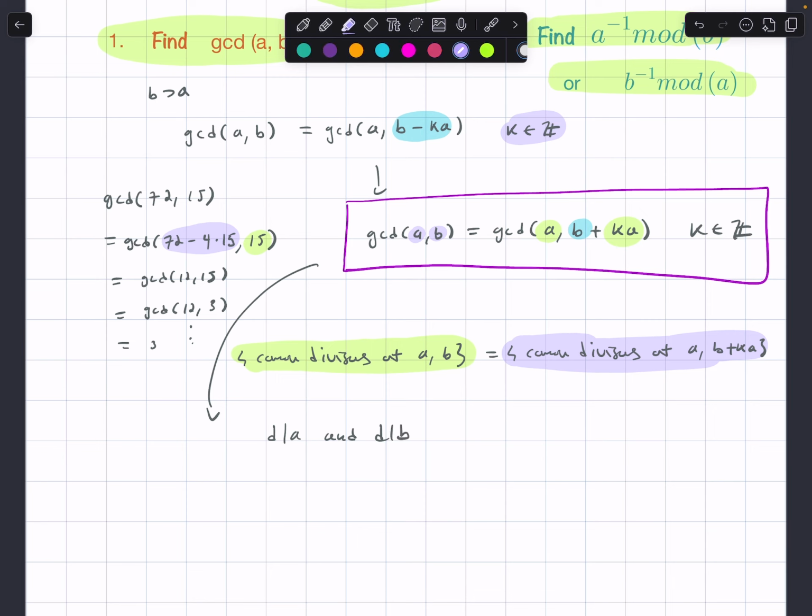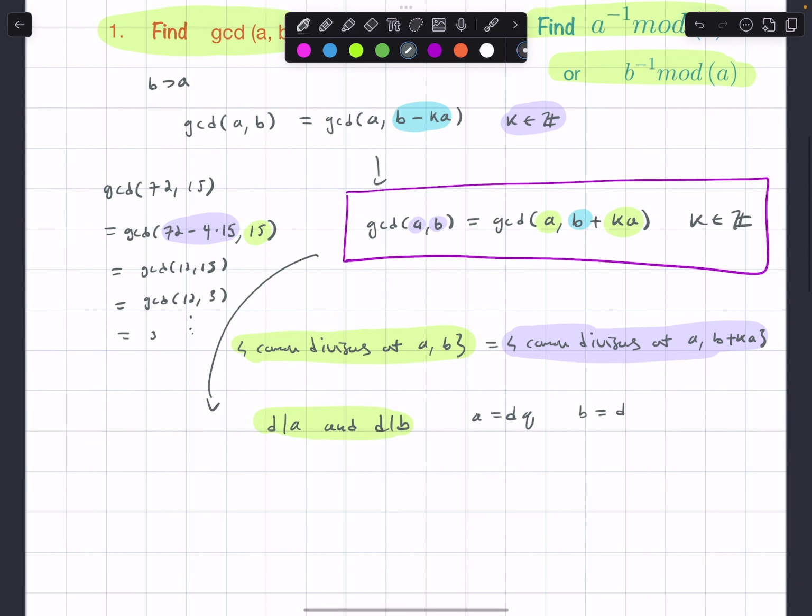So that means that d is a common divisor of a and b. So what does that mean? That means that a is equal to d times, say, q, and b is equal to d times, I don't want to use p because usually we say p for primes, we'll call it d times m, for q and m in the integers.